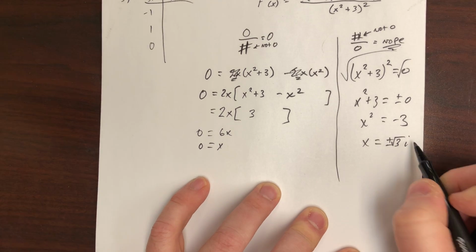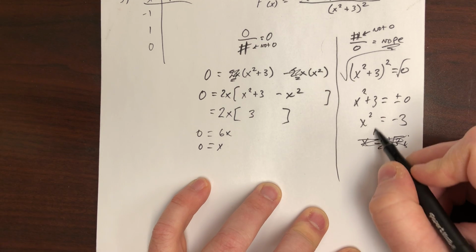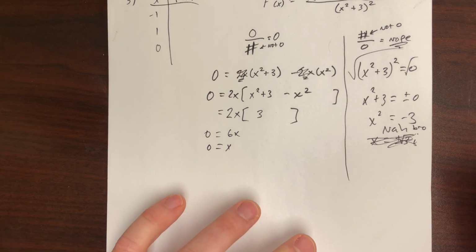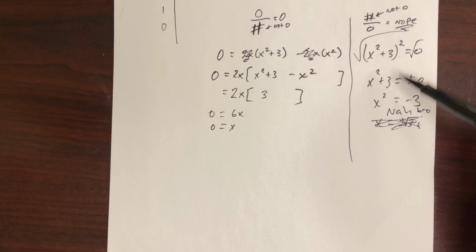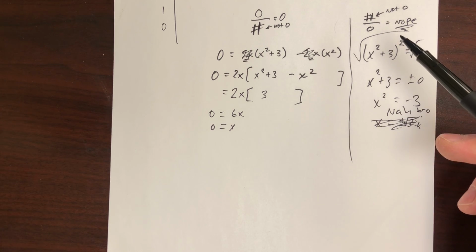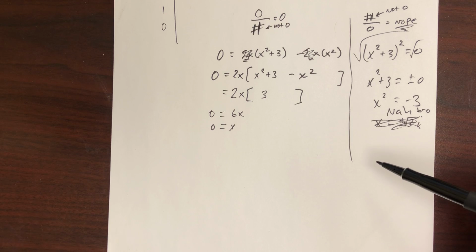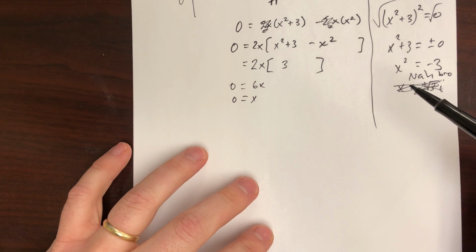Wait. We don't do imaginary. We don't do square roots of negatives. No, nah. Okay, so we don't have any critical numbers from the denominator. There's no x value that will ever make this equal to 0. So in this course, this is unsolvable. It's actually solvable, but it's not something that we're concerned about. We stick with real numbers in this course.